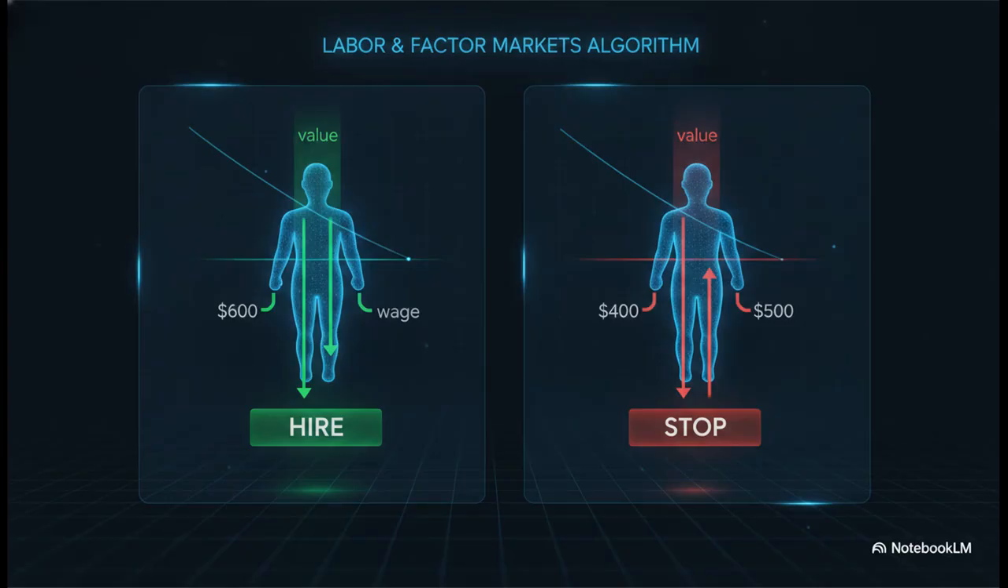The firm's profit-maximizing algorithm will continuously hire workers right up to the exact intersection where the value of the marginal product strictly equals the market wage. That actually makes this curve the firm's true labor demand curve. If a worker brings in $600 of value and costs $500, boom, hired. But if the next worker only brings in $400 of value because of that diminishing marginal product we just talked about, but still costs $500 to hire, the firm stops hiring immediately.